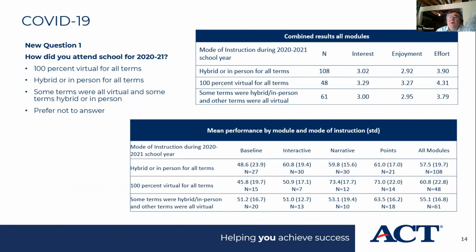Now, first, we know that how a junior high student attended school during the pandemic was not strictly a student decision. Family concerns, such as whether or not a parent could be home during school hours, free breakfast and lunch for in-person attendance, and the presence of younger siblings are just a few aspects that impacted that decision. We found that 100% virtual students had the highest interest and effort and highest scores overall, and that those students who were in school in person for all 3 terms had the lower ratings all around.